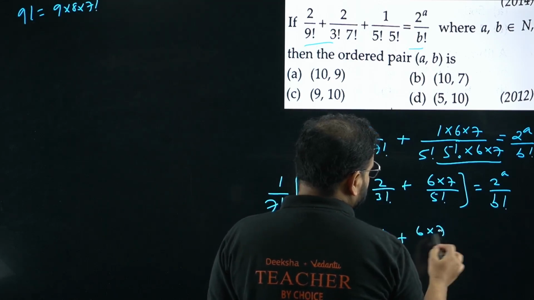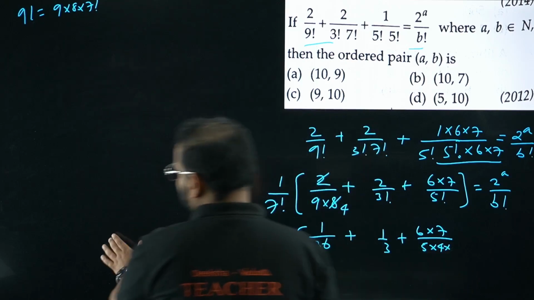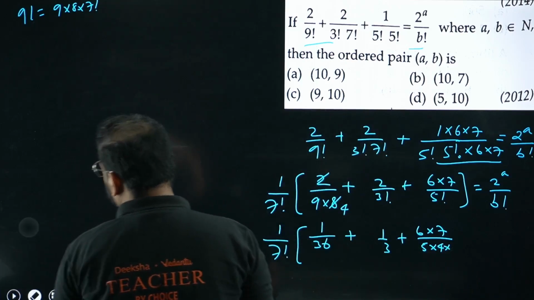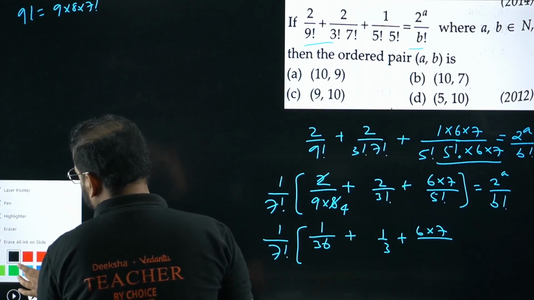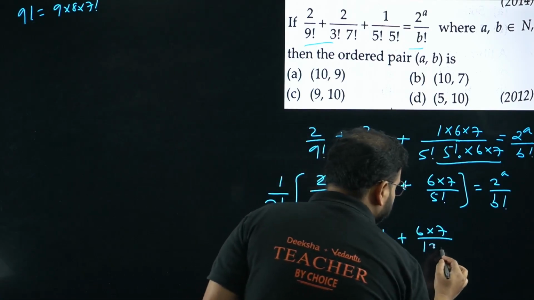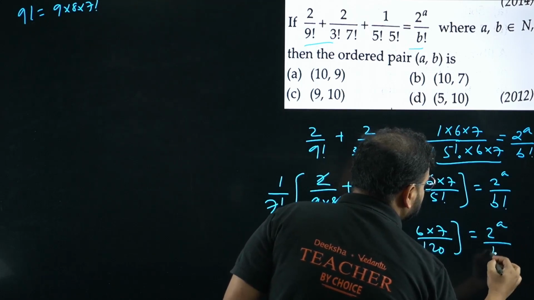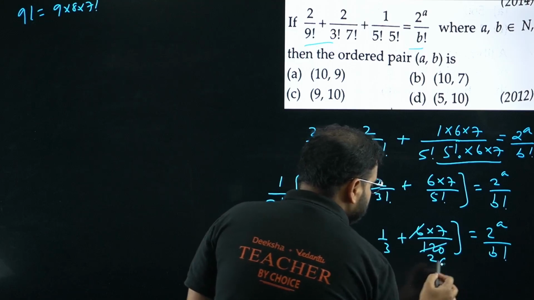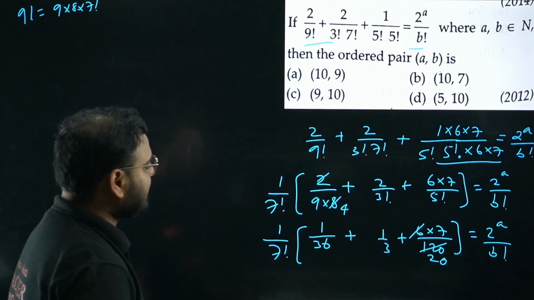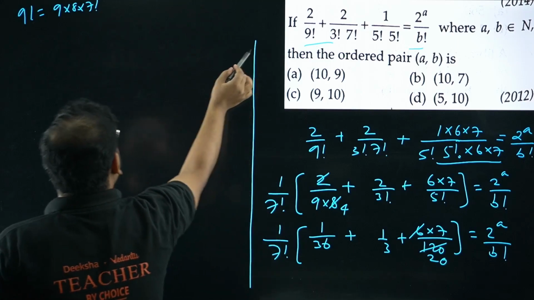6 into 7 into 5, 4, 3. Basically 120, right? 5 factorial is 120. 4 factorial is 24. 5 factorial is 120. Not a problem. Let's write that. Okay, it's going to be 120. Great. Equals 2 power a, and we have b factorial over here. I can cancel this, 6 2s are 12, so 20 I get. Anything else I can cancel? No, sir. Next steps over here, please check.